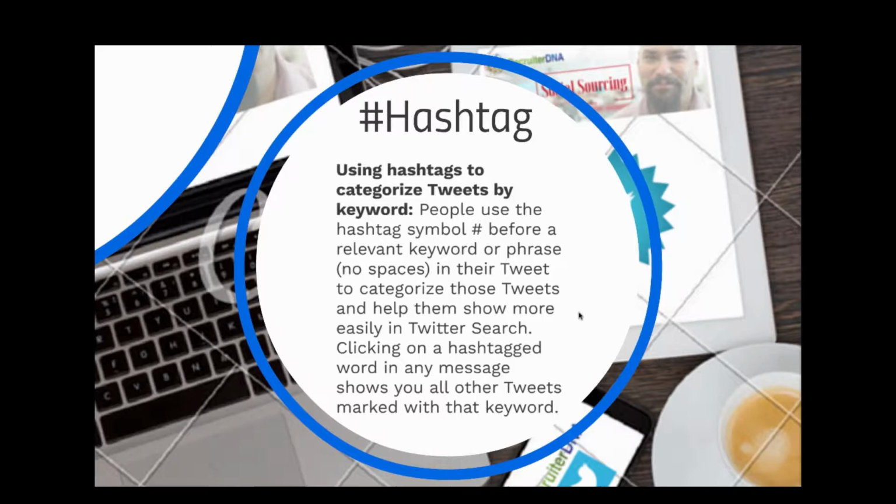Let's define hashtags. People use the hashtag symbol, which is just the pound sign, before a relevant word or phrase with no spaces in their tweets. Now remember, tweets are just messages, to categorize those tweets and help them show more easily in a Twitter search. Clicking on a hashtagged word in any message shows you all the other tweets marked with that keyword. So this is just a way of organizing all those millions of messages.